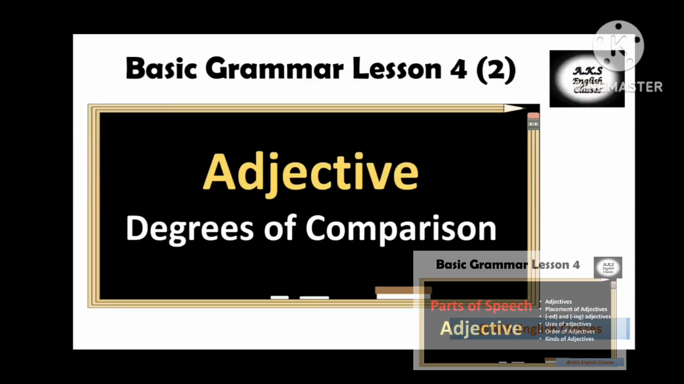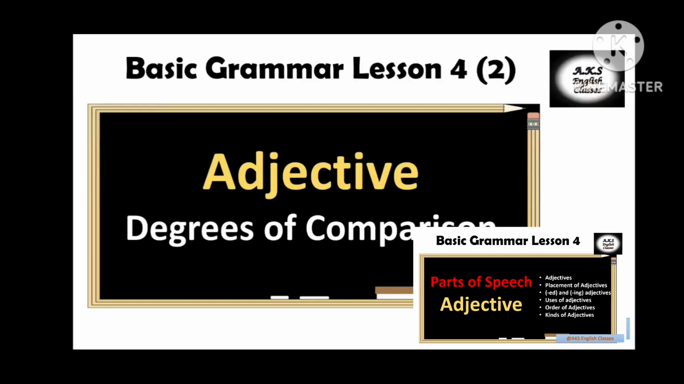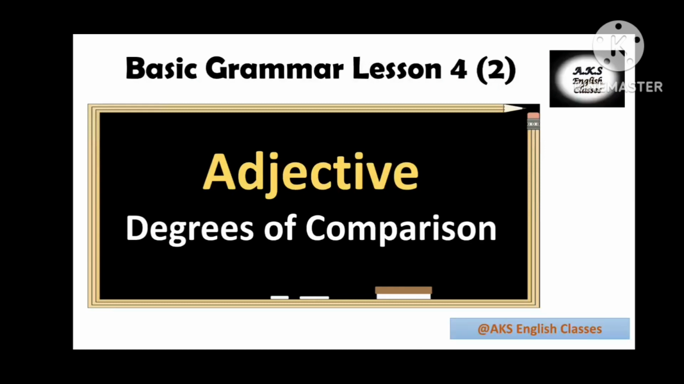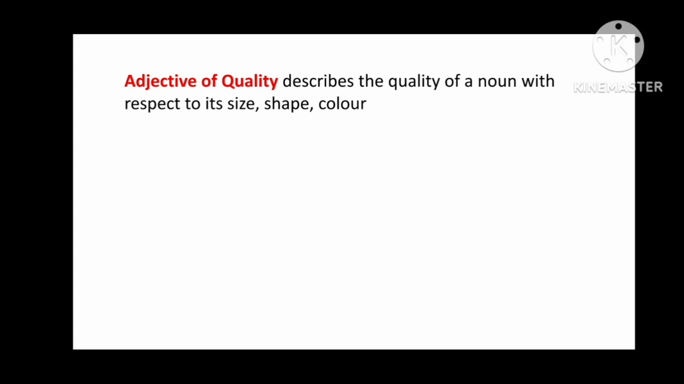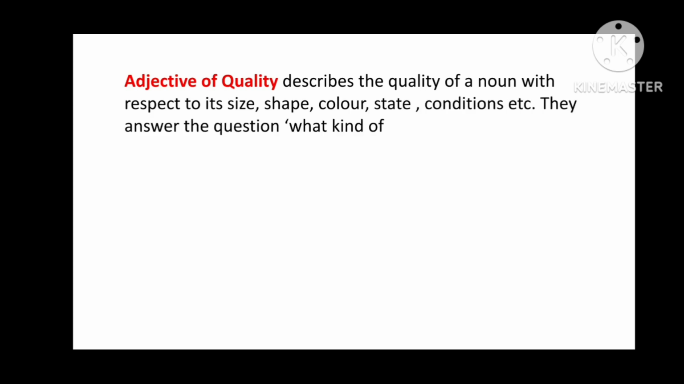In our previous video, we read about different kinds of adjectives, placement and order of adjectives. In this video, we will learn degrees of comparison of adjective. We will also learn some rules of writing comparative and superlative degree. So let's start. Adjective of quality describes the quality of a noun with respect to its size, shape, color, state, condition, etc. They answer the question, what kind of?